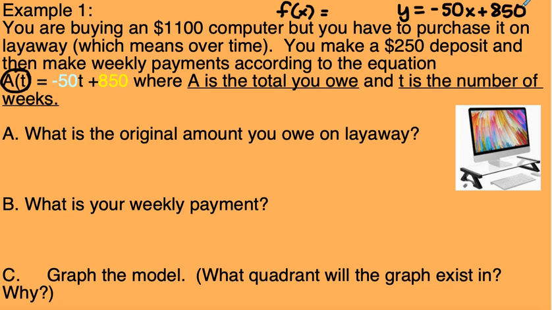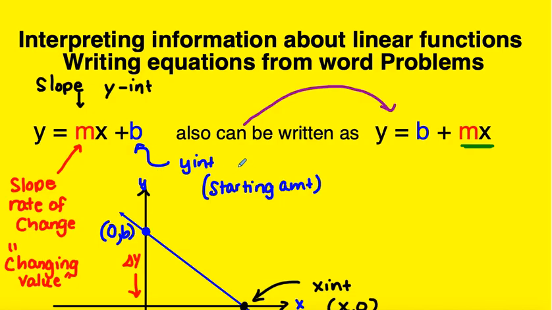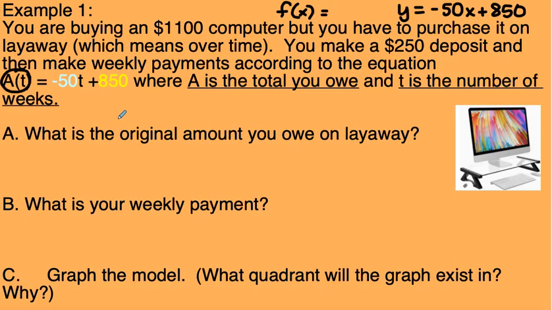So what is the original amount you owe? Well, remember we said in slope-intercept form, y equals mx plus b, our starting amount is the y-intercept. So in this case, my original amount would be $850. It's no harder than that. The slope, what's your weekly payment? The slope is the rate of change. So this is actually saying for every 1 week that passes, I'm paying $50. So my weekly payment is $50.